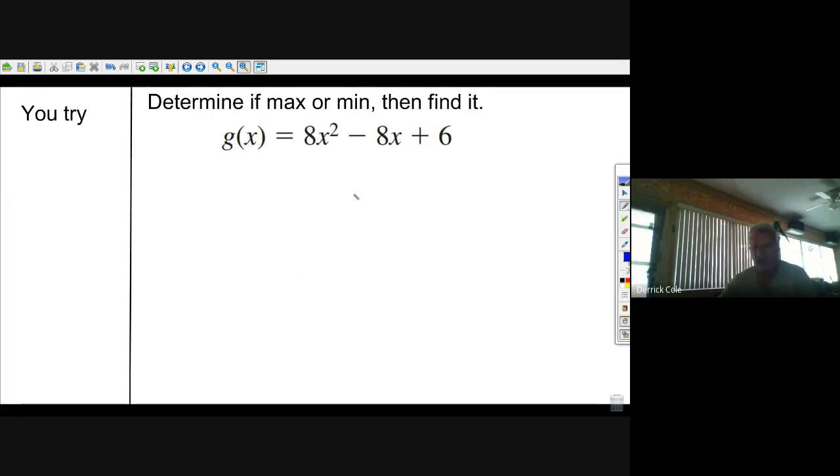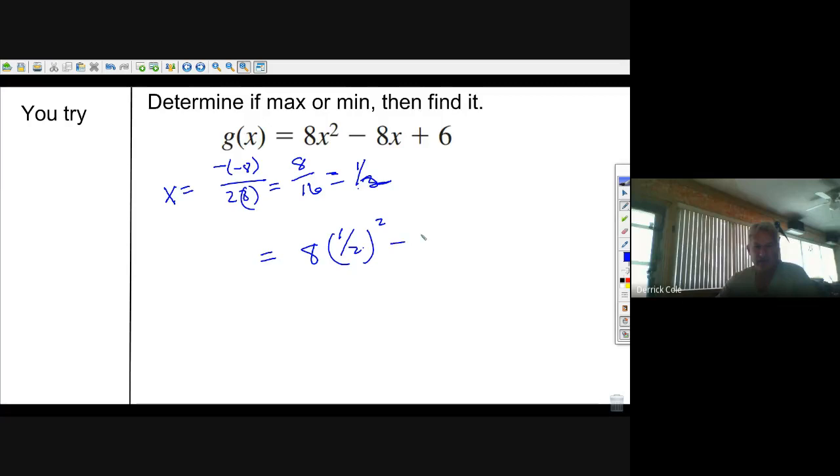If you'd like to try one, try one. I'm going to do it in a second. -8 over 2 times 8. This is my axis of symmetry, so 8 over 16, which is 1/2. Oh man, you had to give me a half. It's okay. So 8 times 1/2 squared minus 8 times 1/2 plus 6.